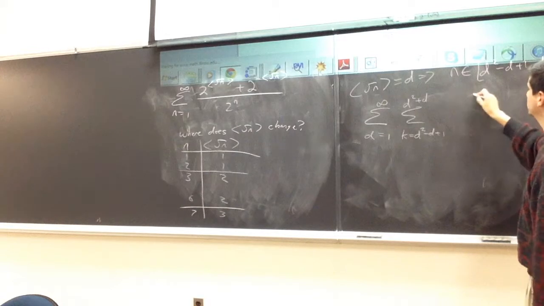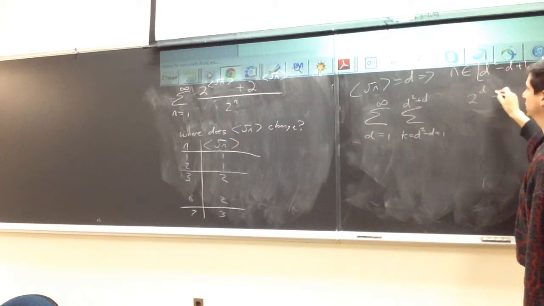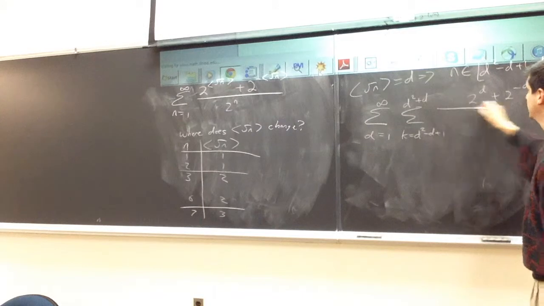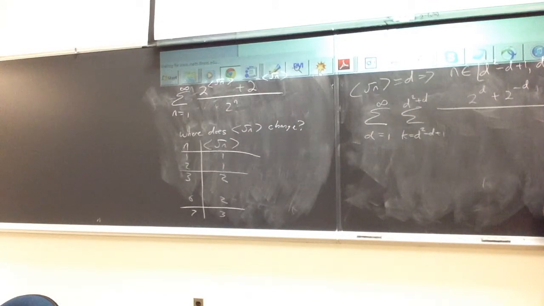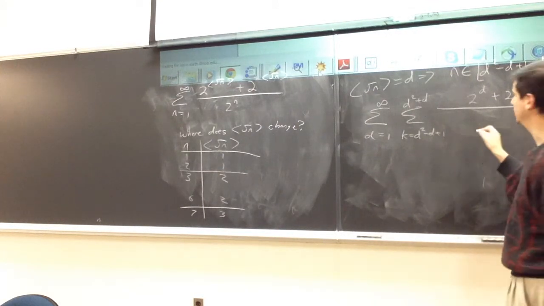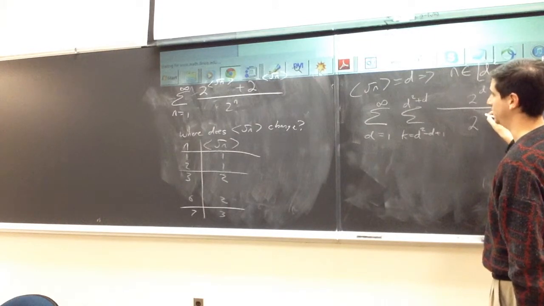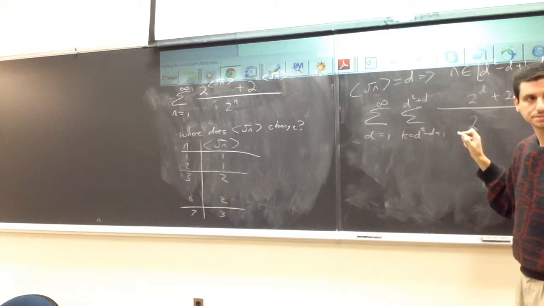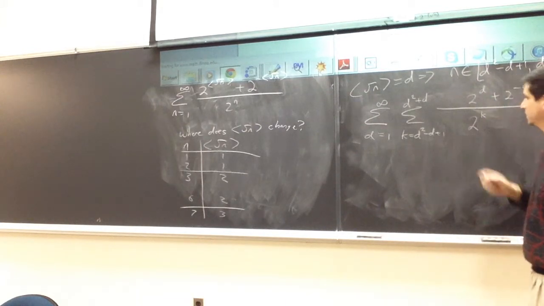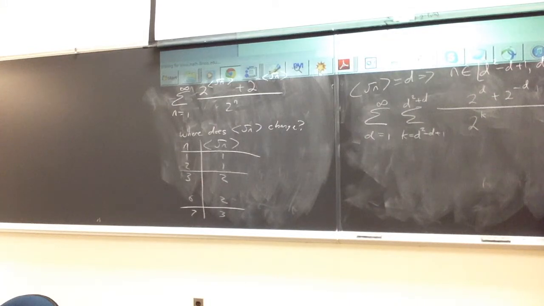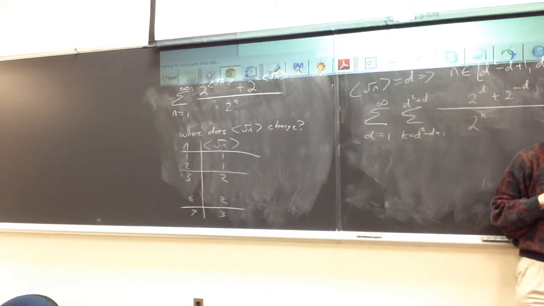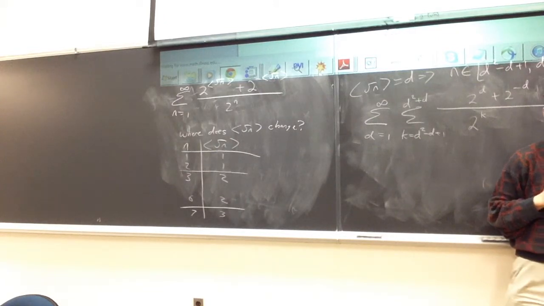Now the top becomes 2 to the d plus 2 to the negative d. That's the whole advantage of breaking it up like this. The bottom becomes 2 to the k, right? And so we have a finite geometric series, and we can evaluate the finite geometric series. And then the hope is that maybe somehow things are going to cancel out nicely.